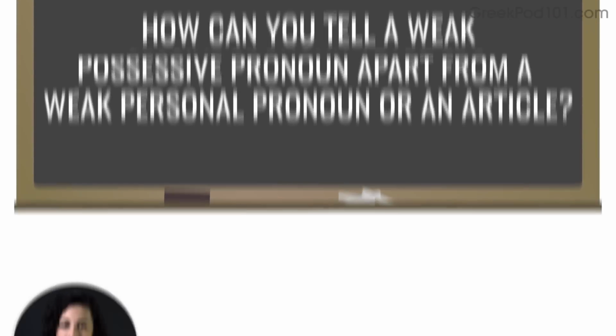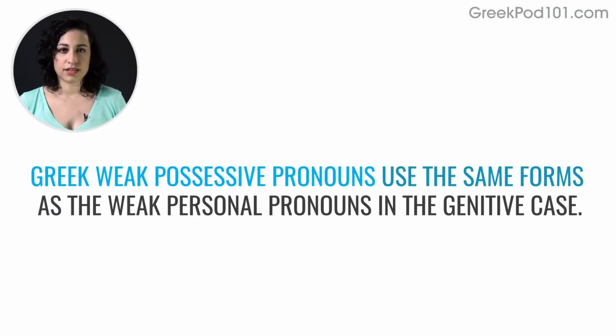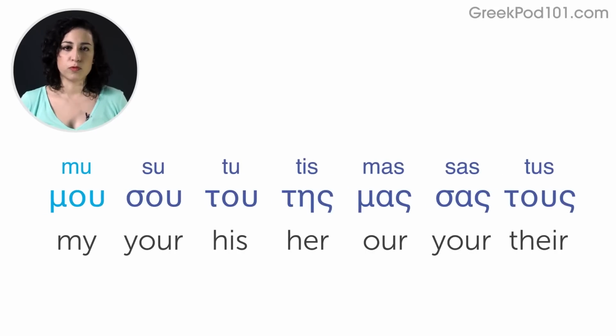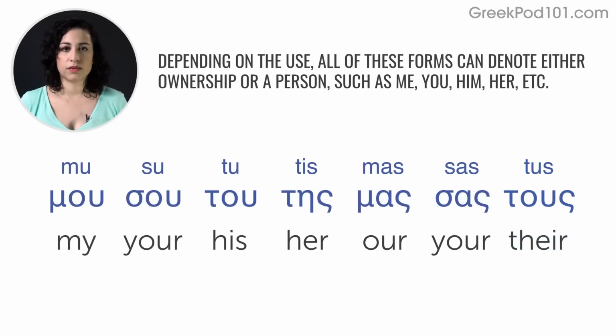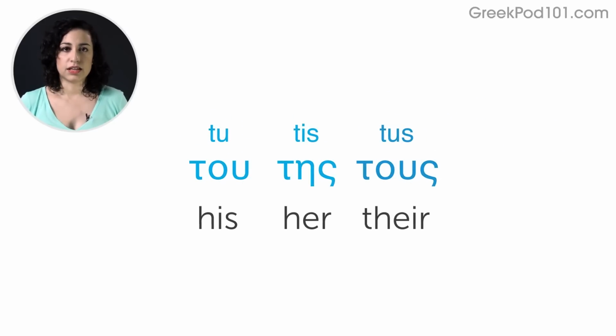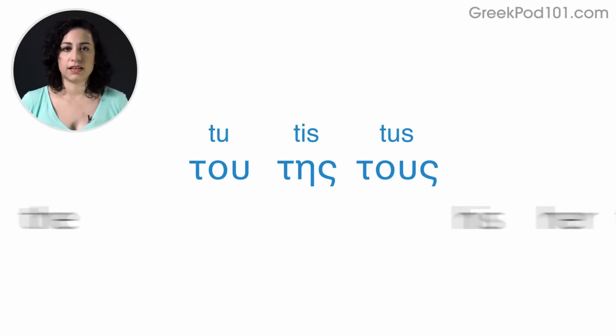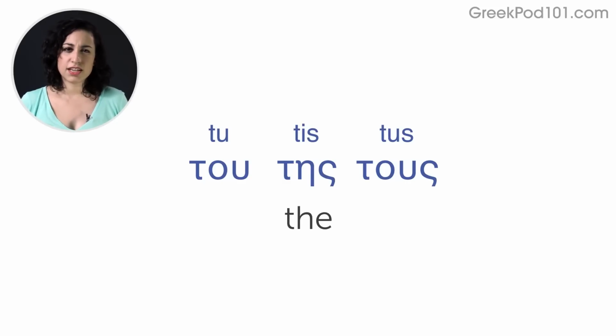Greek weak possessive pronouns use the same forms as the weak personal pronouns in the genitive case. Those are μου, my, σου, your, του, his, της, her, μας, our, σας, your, and τους, their. So depending on the use, all of these forms can denote either ownership or a person, such as me, you, him, her, etc. Furthermore, του, της, and τους could also be definite articles meaning the. Although they look confusing, it's actually easy to tell them apart. Let's go into more detail.